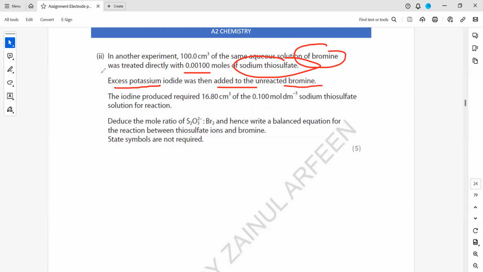So this thiosulfate, all moles reacted. Then unreacted moles of bromine are there. Those unreacted moles react with iodide to form iodine. And that iodine which is formed reacted with thiosulfate. So thiosulfate is used twice. One is to react with bromine, and the second is to react with the moles of iodine produced by the excess bromine. Clear?